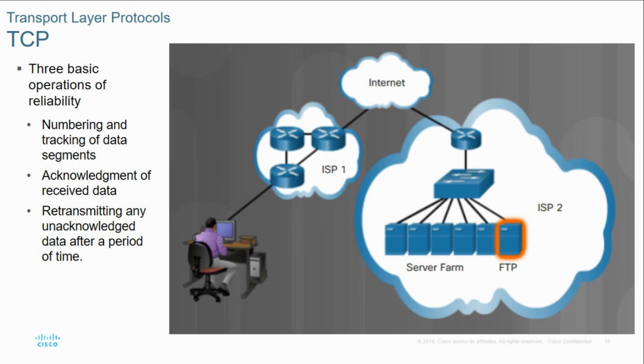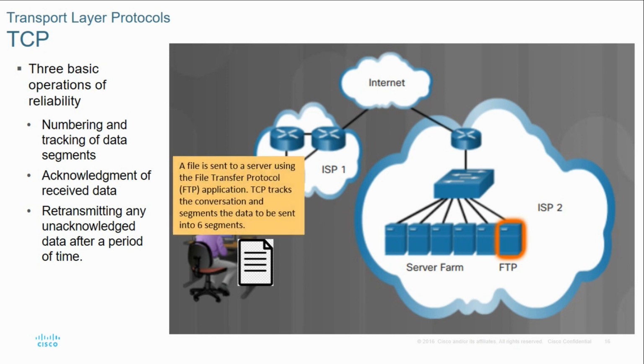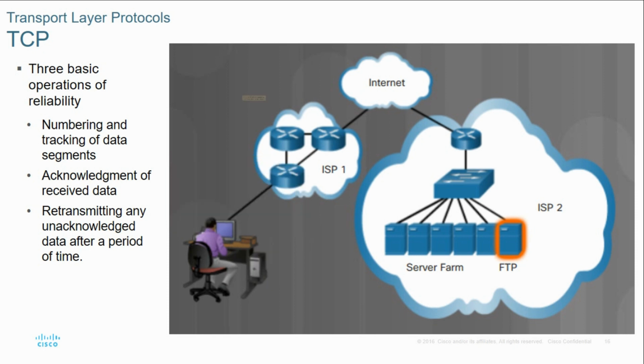Let's observe what is going on in the given network. As the file is about to be sent using FTP, the TCP records that communication and then segments the data into 6 parts. The information about the number of segments will be the basis for a successful receipt of the entire data. By the way, we segment the data so that it will be easier and faster to move them from source to destination.